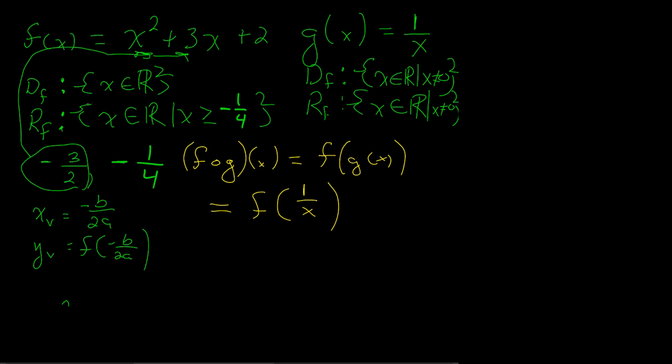Now, f used to take all real numbers, but this new thing where I compose it with g is going to pick up the restriction that x can't equal 0. And that's going to be a restriction we're going to get in here. Now what I do is I come back here, and wherever I have x, this falls in. So this is going to equal 1/x squared plus 3 times 1/x plus 2.